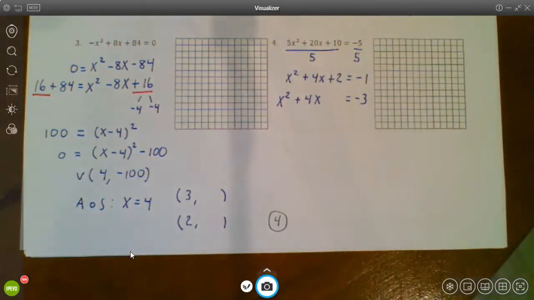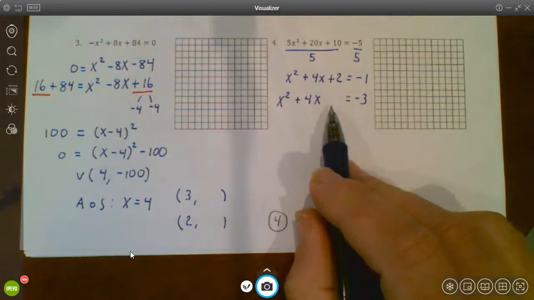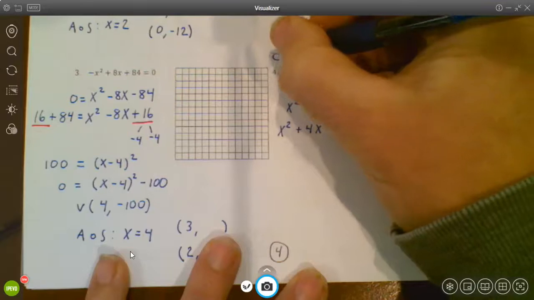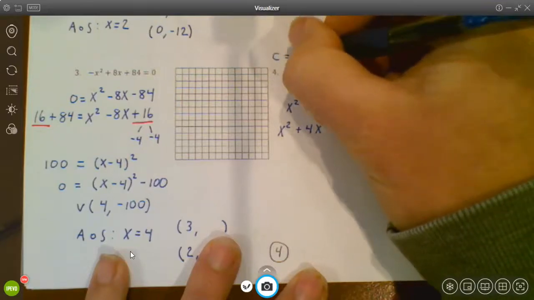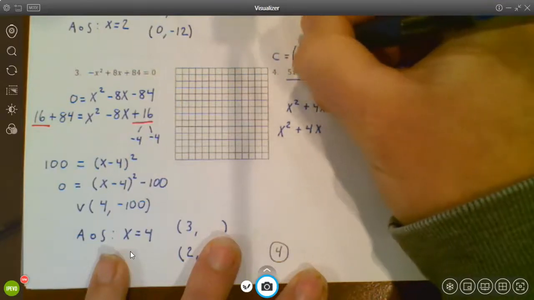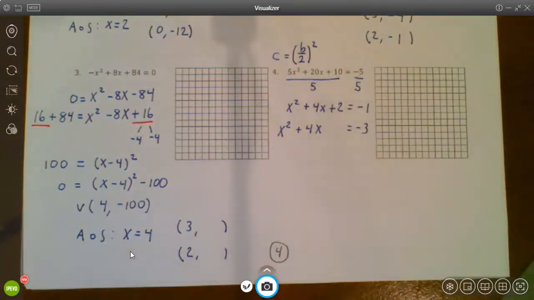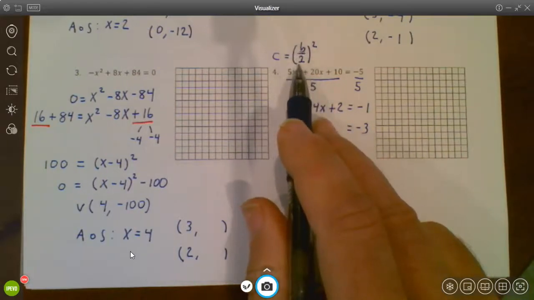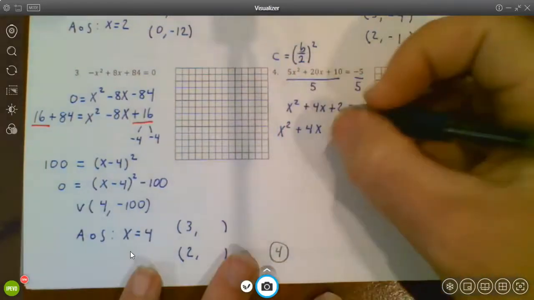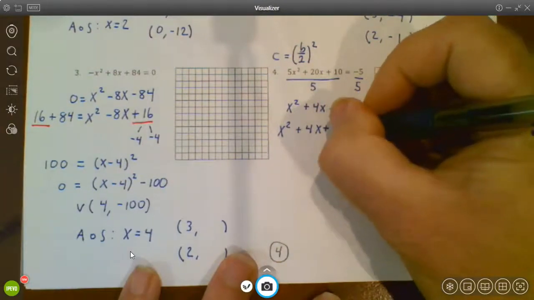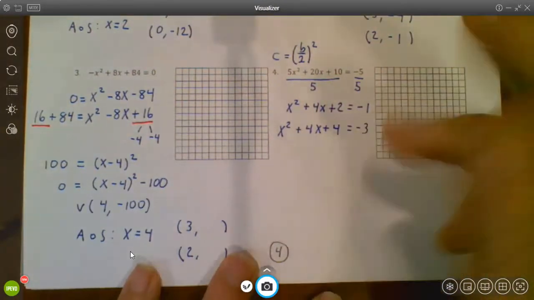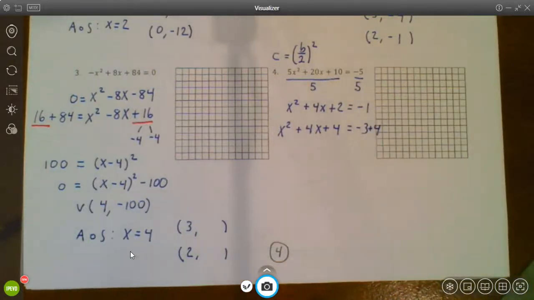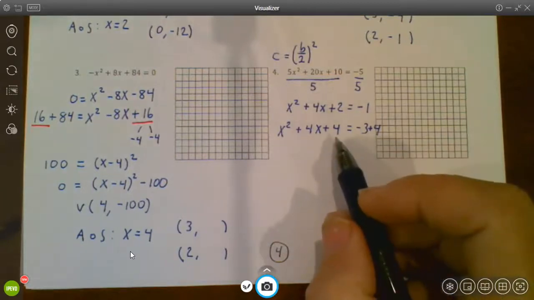Now we can use our formula to determine what the c value should be. Remember, we're always using this little formula right here, to determine what the c value should be. So we're going to take our b value, put it right there. 4 divided by 2 is 2, and 2 squared gives us positive 4. And if I add 4 to the left side, I got to add 4 to the right side to keep that equation balanced. Let's put this in factored form.